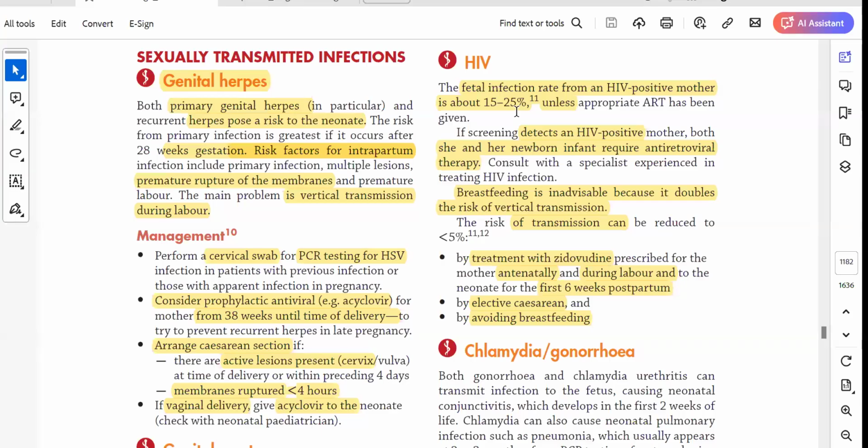So how can we reduce the risk of transmission from mother to the baby? One, by elective C-section. Second, by avoiding breastfeeding, and by treatment with antiretroviral, which is zidovudine, prescribed for the mother and also the neonate. Okay, so that's how we normally treat the HIV positive mother.